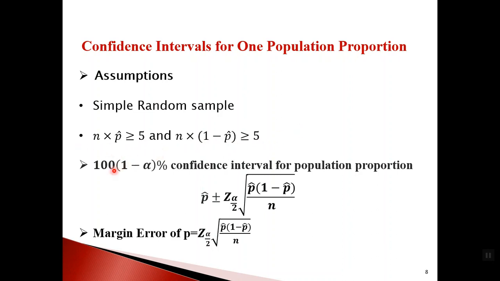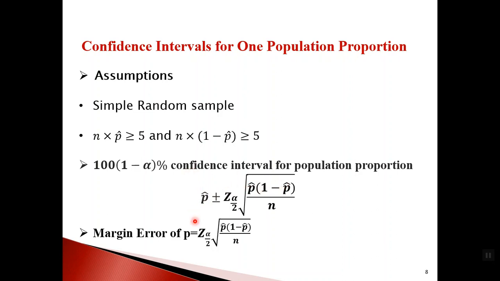Then you can calculate this confidence interval for the population proportion by using this formula: p hat plus or minus c alpha over 2 times the square root of p hat times 1 minus p hat over n. Simply, this p hat means the sample proportion. Clear?